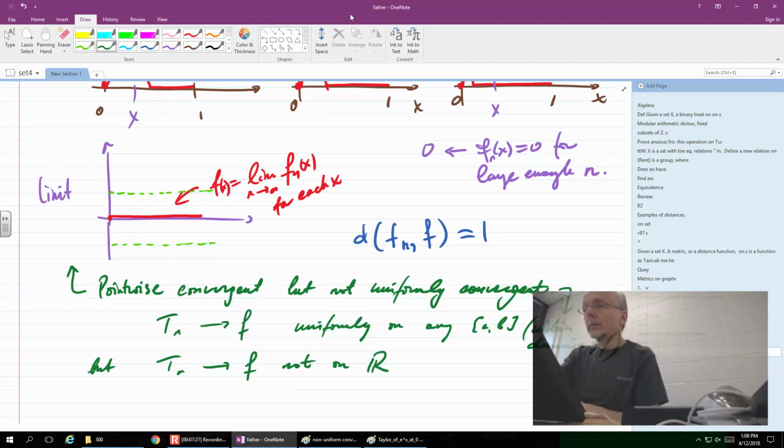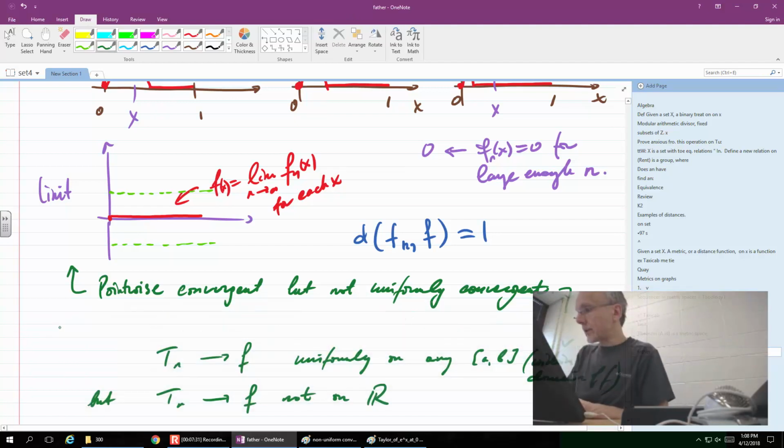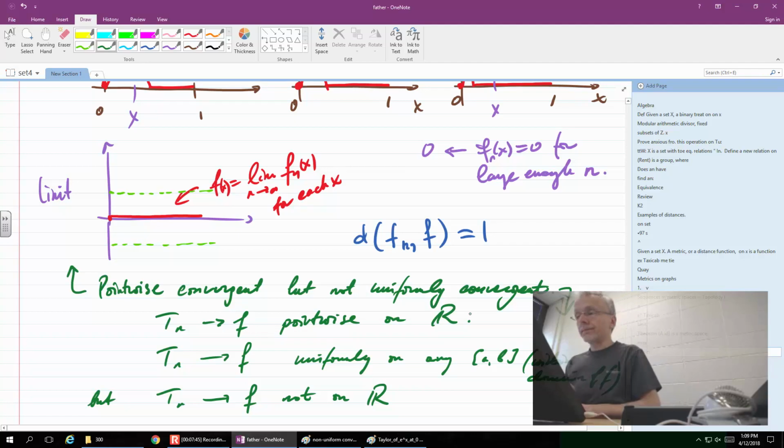Okay, well, in fact, it probably makes sense to actually start with pointwise convergence. So Tn converges to f pointwise on R. It also converges uniformly on every interval, but it does not converge uniformly on R.